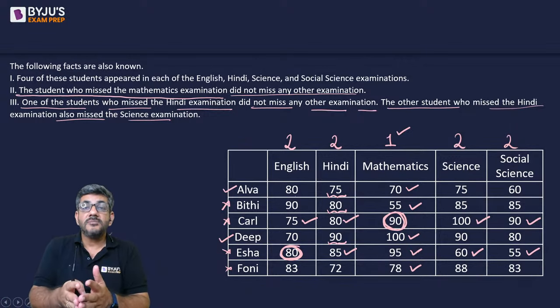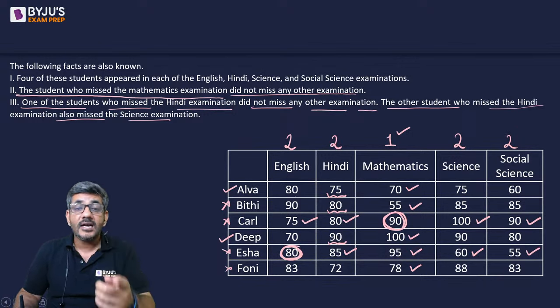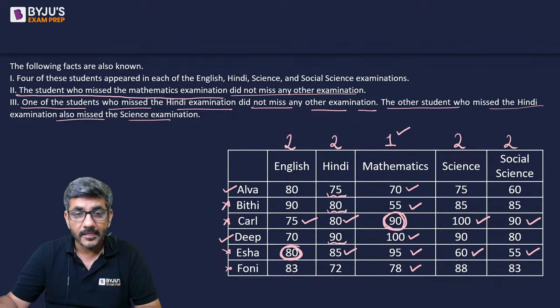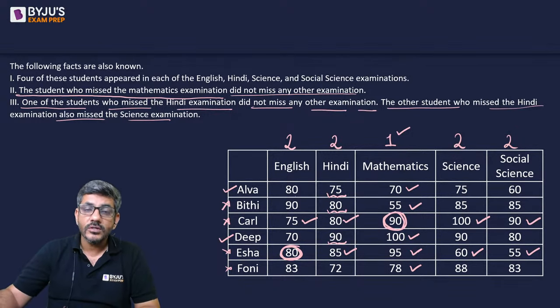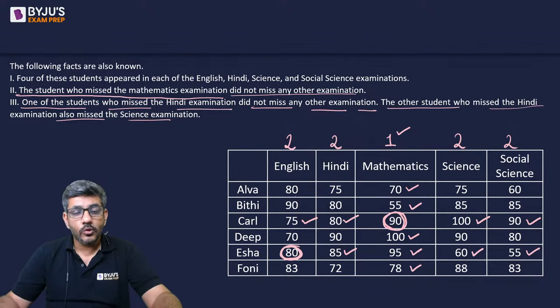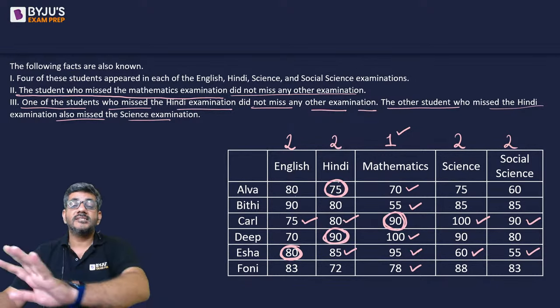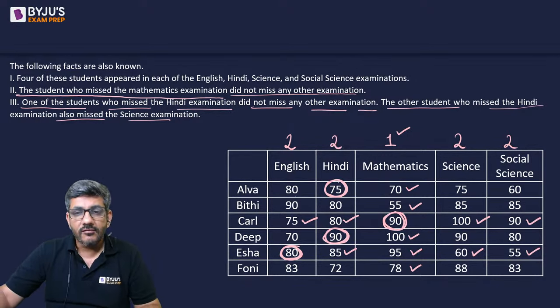क्योंकि जब दो सब्जेक्ट मिस करते हैं you get equal score in both of them. हिंदी और साइंस में equal स्कोर अगर किसी का है तो वो भी एल्वा और दीप का ही है, right? Look at this, that too is only with Elva and Deep. What does that mean? It means Elva and Deep are those two people who definitely missed Hindi, and one of them missed science as well. I do not know which one. One of them missed science as well.